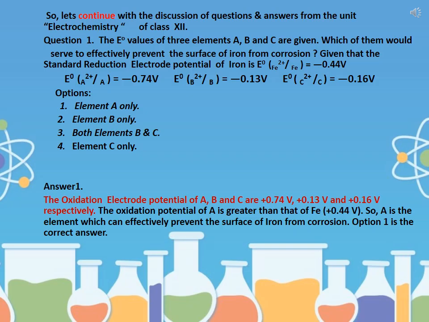So, this element A would rather get oxidized in comparison to iron when exposed to moist atmosphere. Therefore, element A would serve effectively to prevent the surface of iron from corrosion. Hence, option 1 is the right answer.